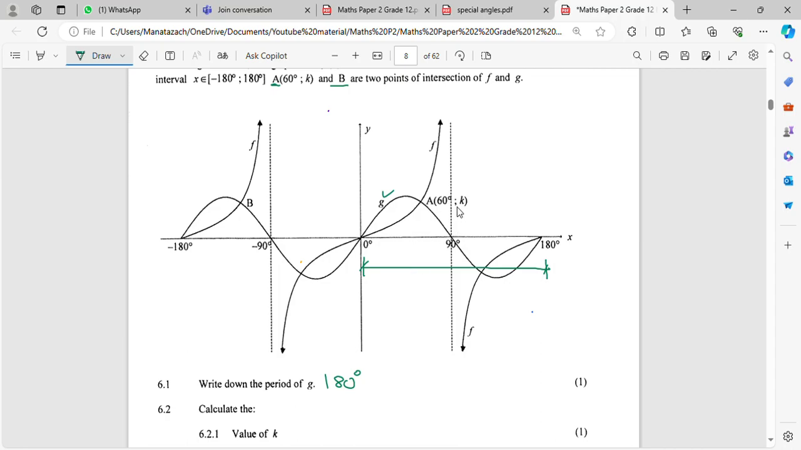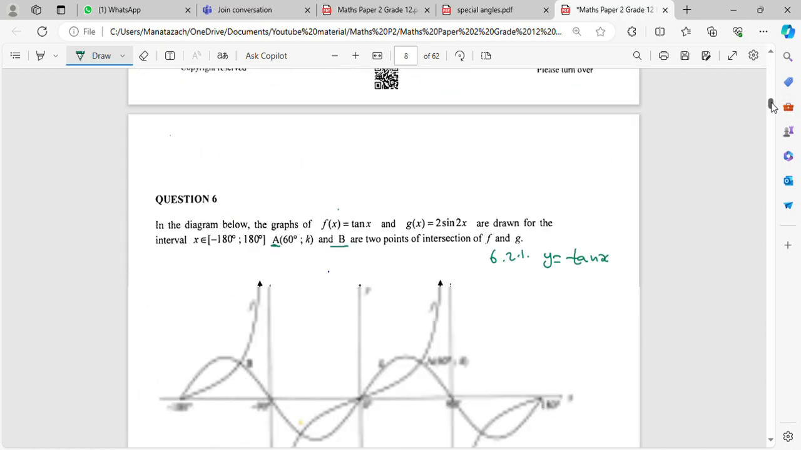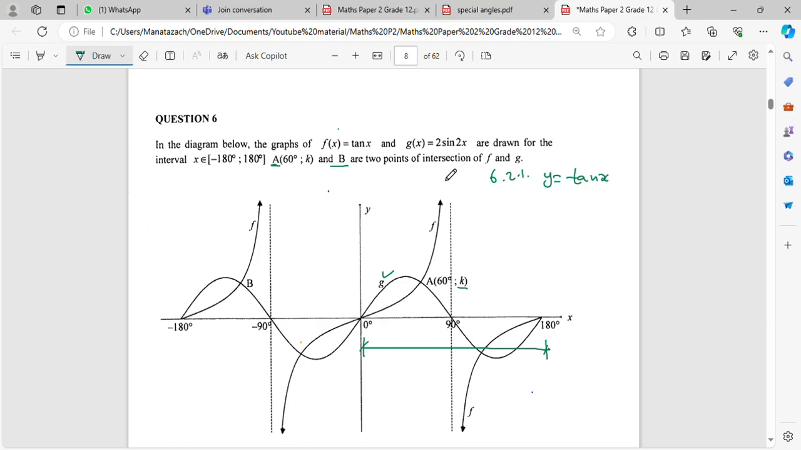So k is the y-coordinate of point A. So let me just write 6.2.1 over here. So we can use either graph f or g to calculate the value of k. So I'll use graph f, since it's much simpler. So graph f is y is equal to tan x. So remember, this is your graph f, it's just tan x.